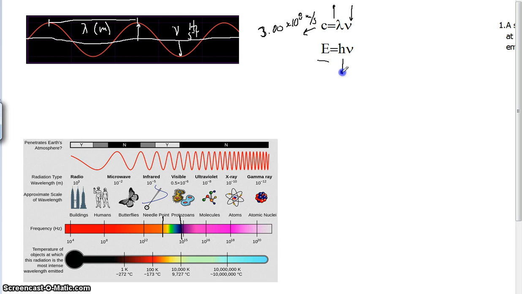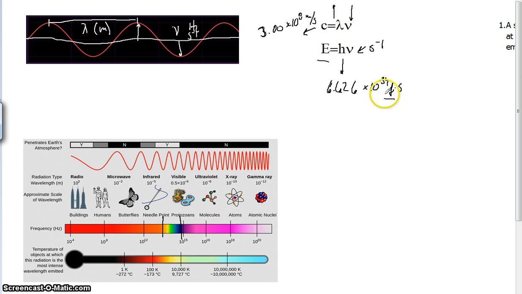Planck's constant, and again this is always the same number, is 6.626 times 10 to the -34th joule seconds. So what happens is, remember, the frequency is given to you in s to the -1 or cycles per second. So your cycles will cancel and you're going to get the energy in joules.